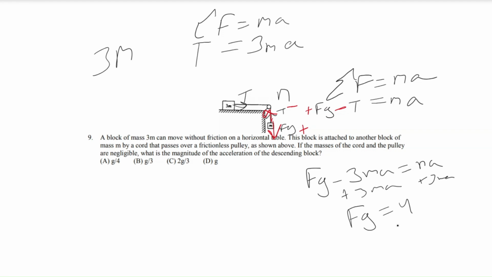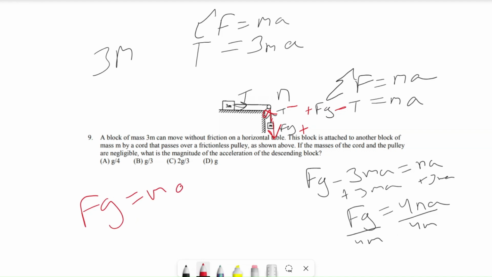And getting acceleration by itself, we can go ahead and divide by 4m. And then force gravity, if we remember, force gravity is equal to mass times gravity. So this is the same as saying m over 4m times g, and then the m's do cancel out, giving us g over 4 as our acceleration A. And knowing that that is our answer, we can go ahead and say choice A is our answer once again.